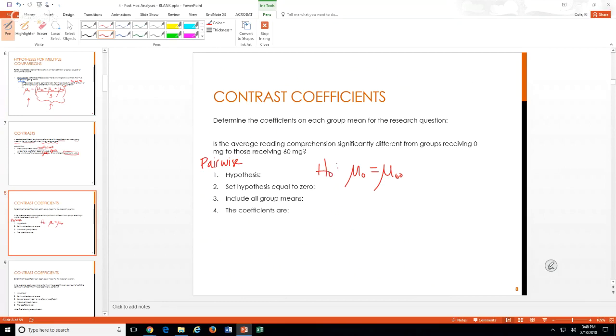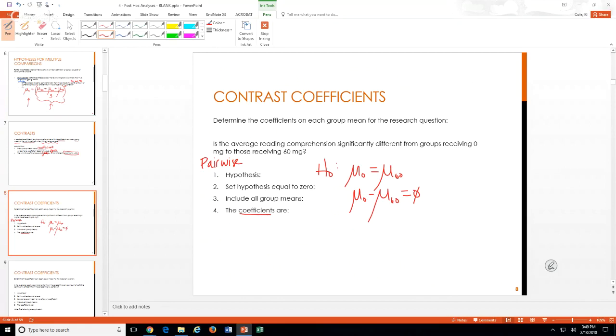My goal is to determine, well, what are the coefficients of this hypothesis, or the coefficients of that contrast? In order to determine that, we have to first set the hypothesis equal to 0. How are we going to do that? Mu 0 minus mu 60 equals 0. We're just taking mu 60 to the other side.